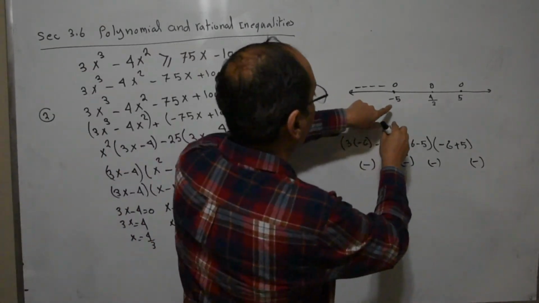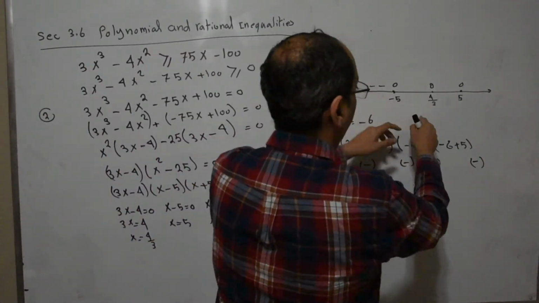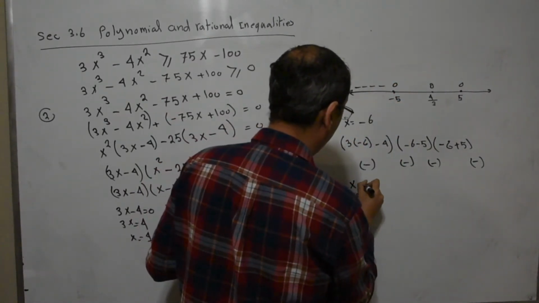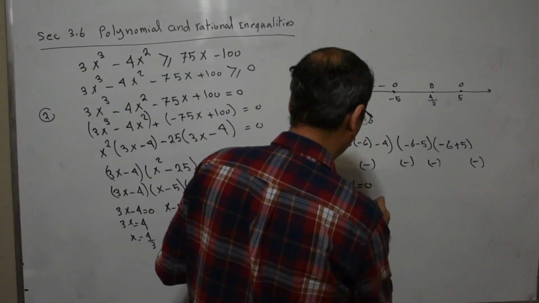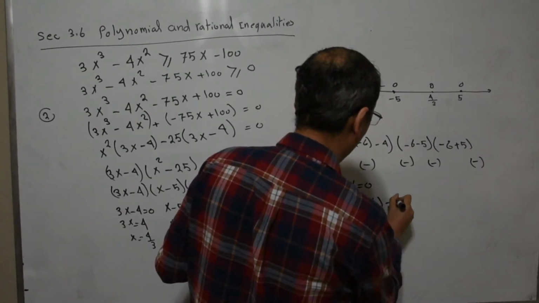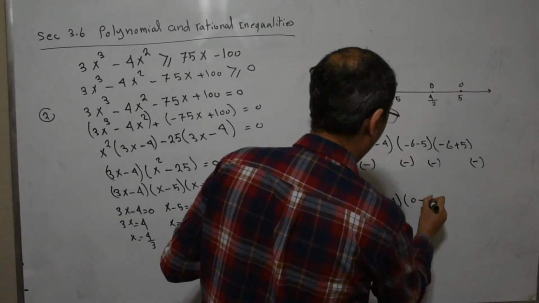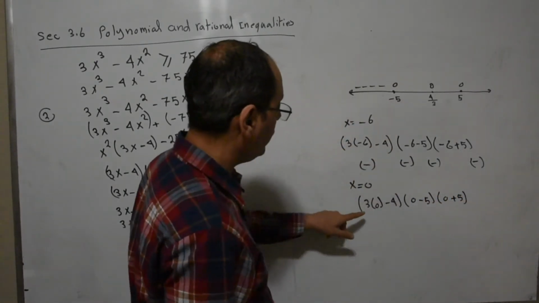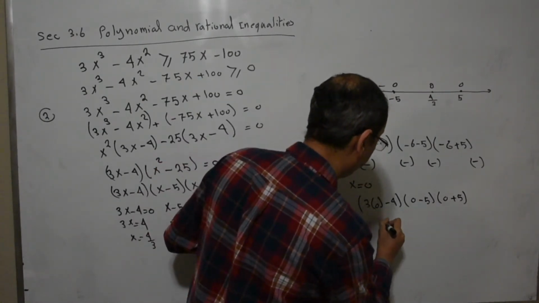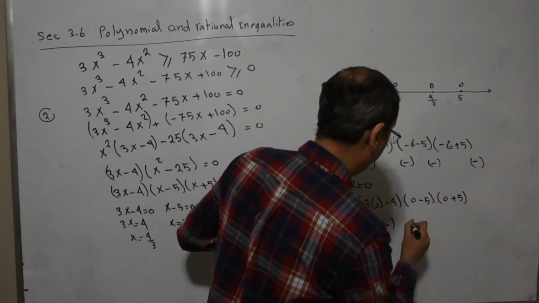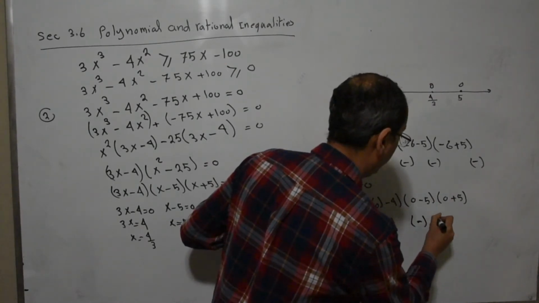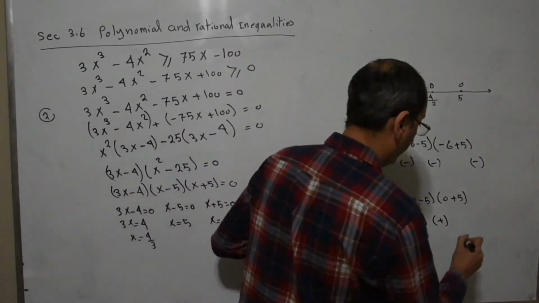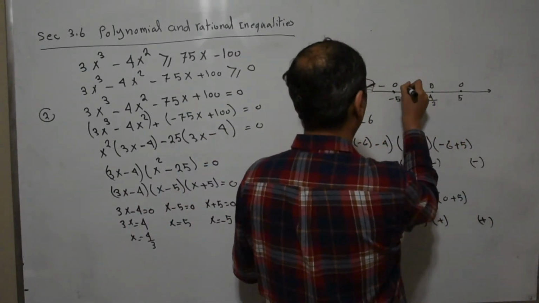Okay, I need to take something between negative 5 and 4/3. So the best number here is 0. So x is 0. So I have 3 times 0 minus 4, 0 minus 5, and 0 plus 5. So here is negative, and here is negative again, and here is positive. Negative times negative is positive, times positive is positive. So I got positive here.